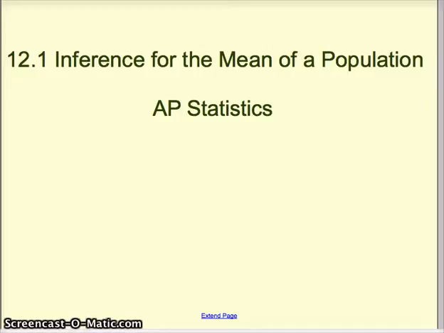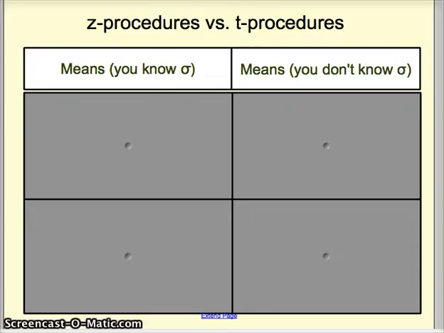Section 12.1 focuses simply on means and builds on some of the tools that we put together in Chapters 9, 10 and 11, but to be frank, there's not a lot new here. We're talking about the difference between Z procedures and T procedures, and while it says it at the head of the table here, I would hope that if I asked you what the difference is at this point, you would know that we're using T procedures when we don't know sigma.